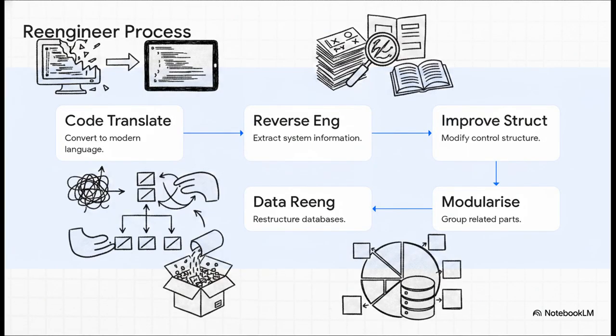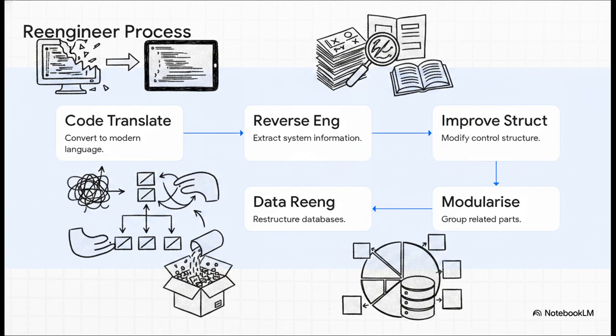Let's walk through how this builds sequentially, using the textbook steps of the re-engineering process. First, we have source code translation. This is like converting obsolete code into modern Java or C++. Second is reverse engineering, where we analyze the program to extract lost documentation. Third, program structure improvement, where we modify the control structure to make it readable again.